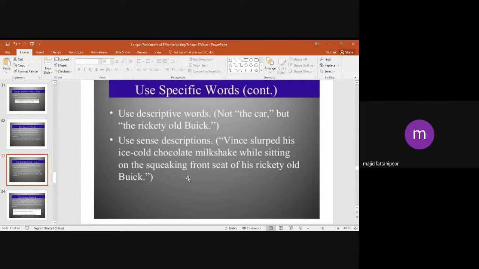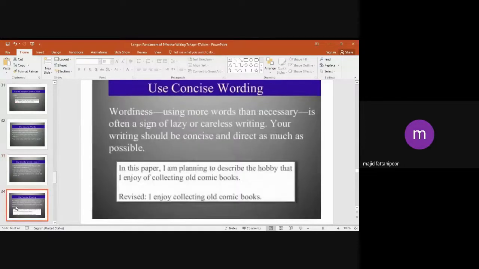Even if you haven't seen that, and have always seen good cars in Malaysia or elsewhere, then you can still imagine a squeaky front seat of an old, rickety old Buick, and it's more vivid for you, more specific for you than just a front seat or problematic seat of the old car. It's much better than writing, for example, general words. Okay? I think you can relate to this because many people relate to cars these days.